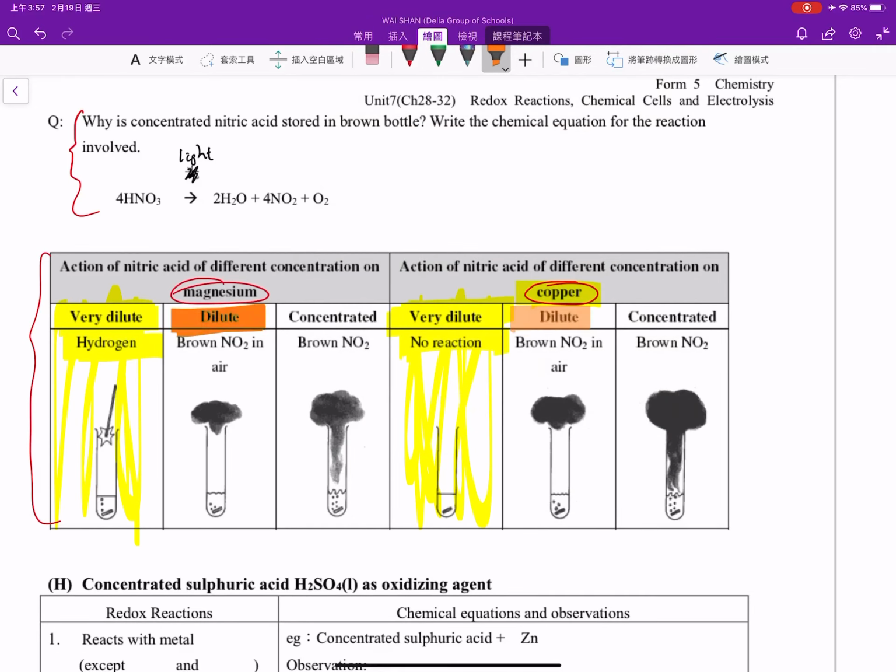So now what about dilute? If the nitric acid we use is dilute, then it's an oxidizing agent. So it will give out brown NO2 in air, that means at the mouth of the test tube. And then inside the test tube, there will be a colorless gas, which is carbon monoxide. And with copper, the same reaction will take place because this is a redox reaction.